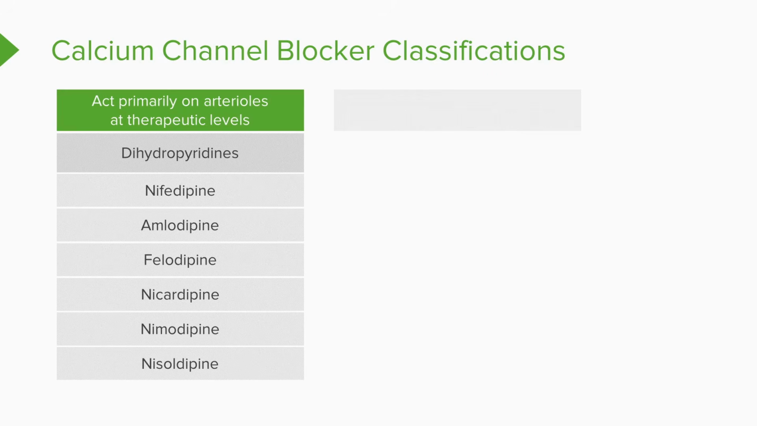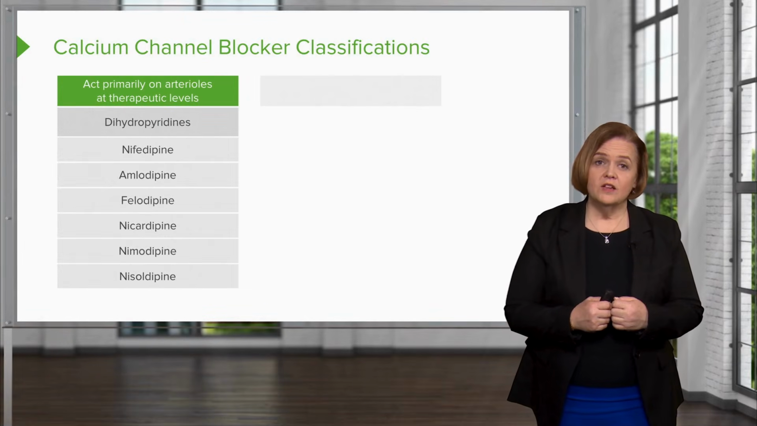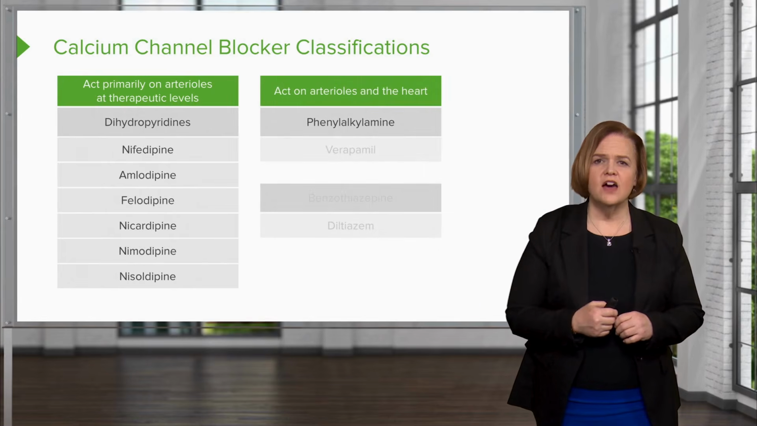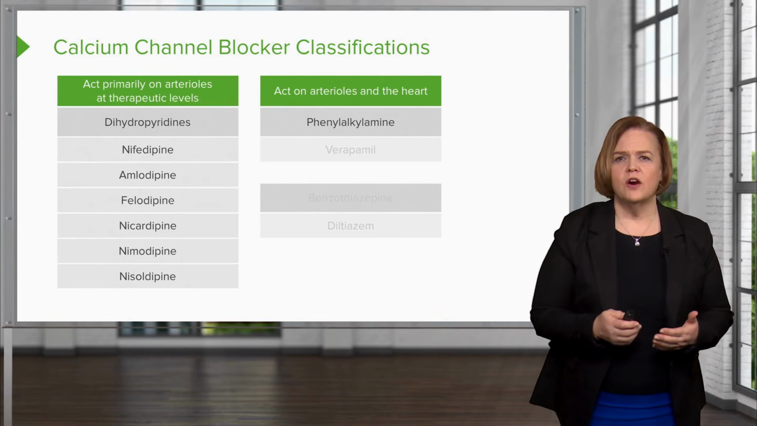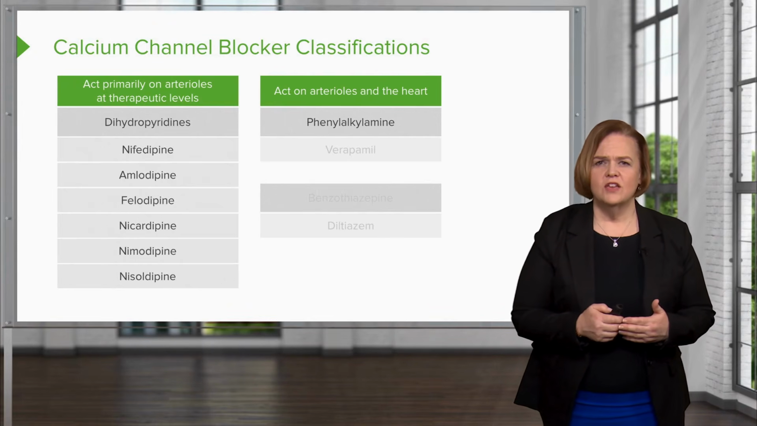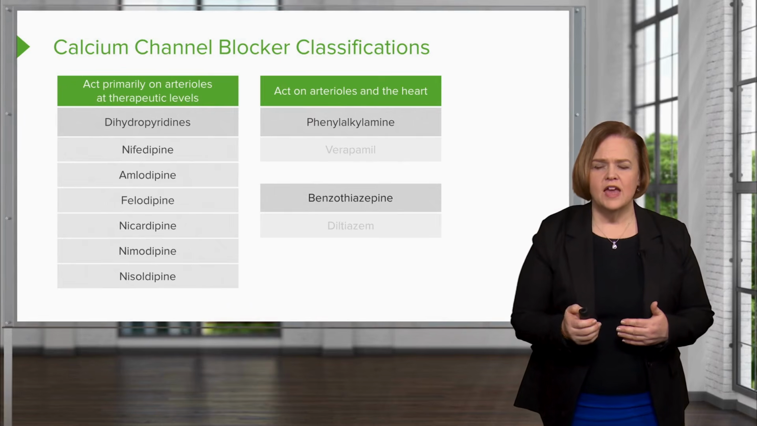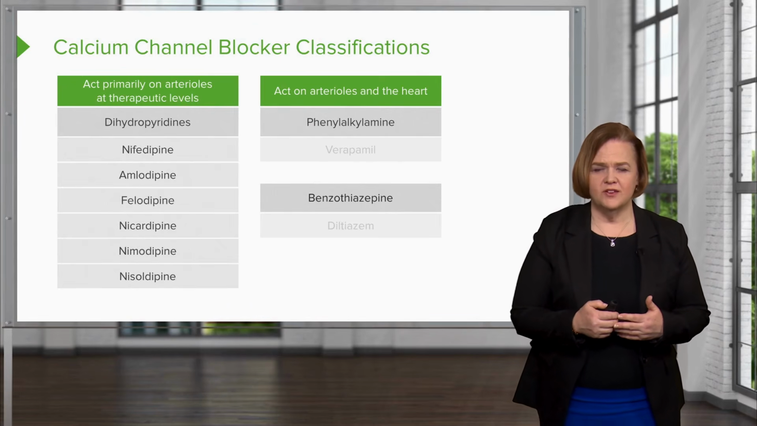So by this group of drugs, just put a big giant capital A to remind you that they're just the arterioles at therapeutic levels. So I'll introduce you to our first family, the Ds. You've got them right there. Now let's look at the other two families that we have. These act on the peripheral arteries and the heart. So we've got the Ps and we've got the Bs, okay?